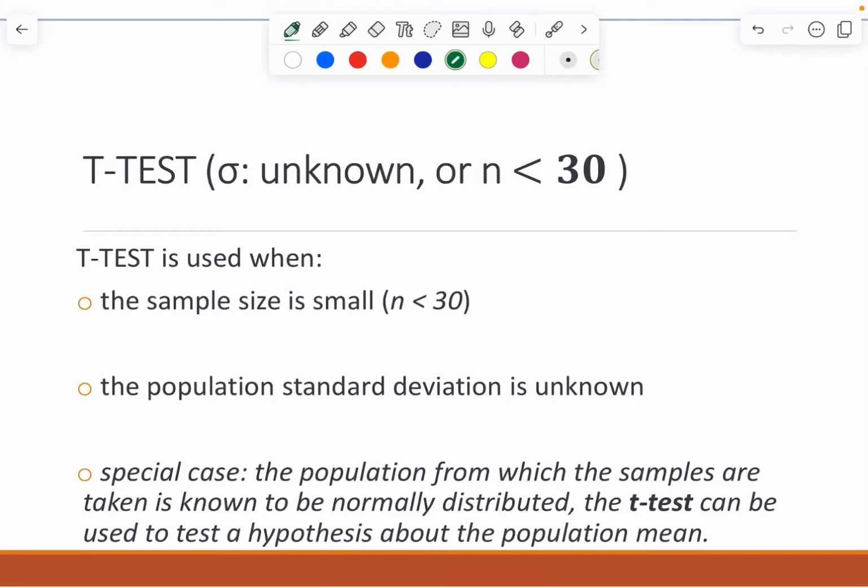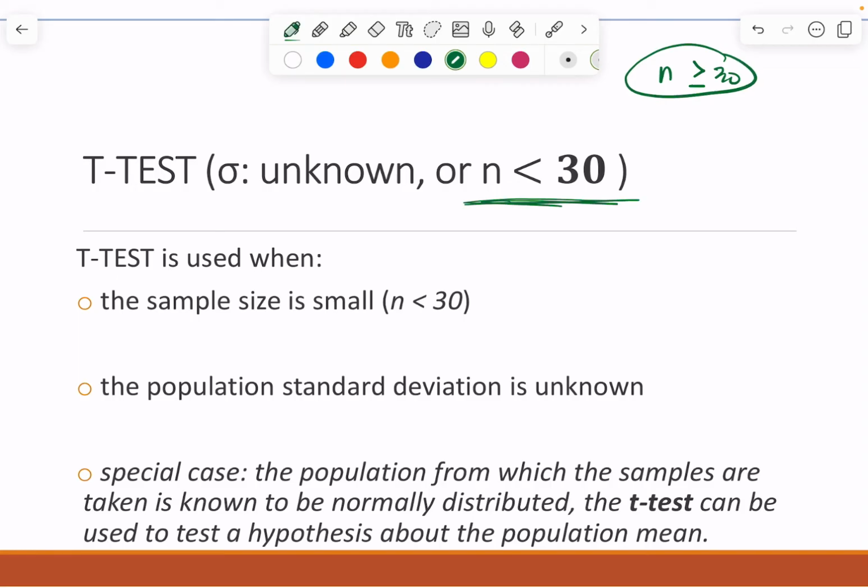Okay, so next to z-test is t-test. This is another way to test your hypothesis. So, unsa may difference sa t-test and z-test? So, kung si z-test, ang iyahang sample size should be greater than or equal to 30. Sa t-test, si sample size is less than 30.